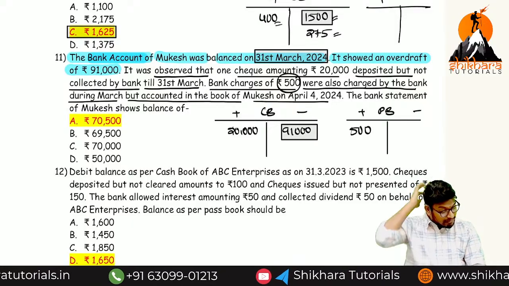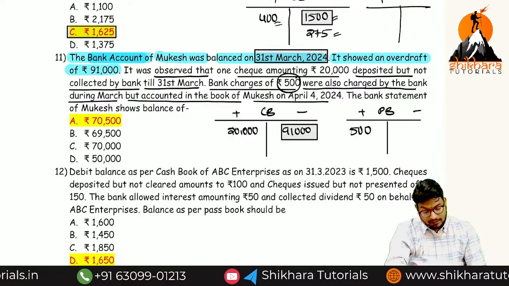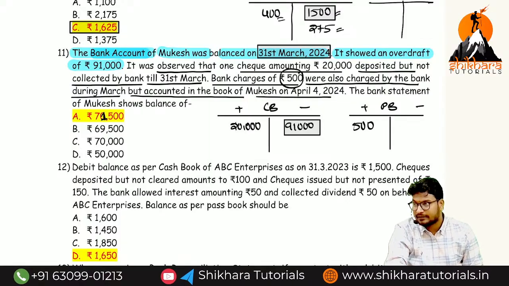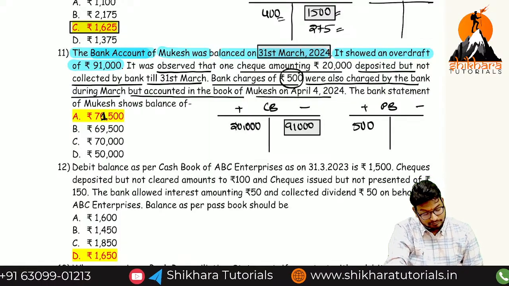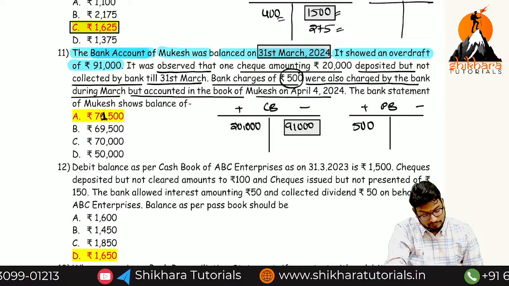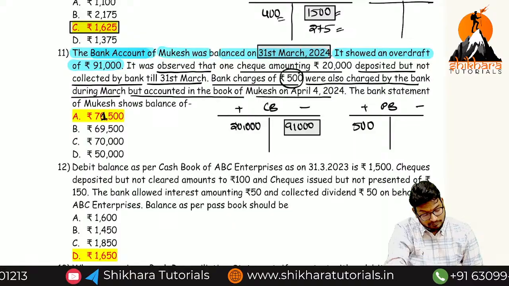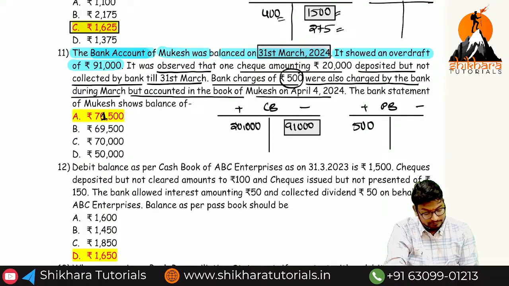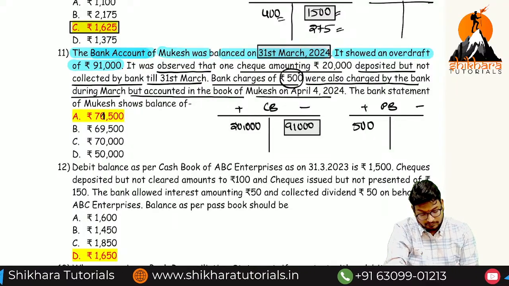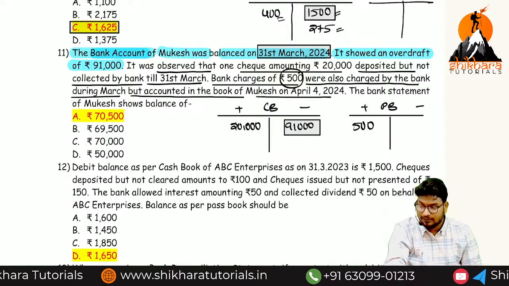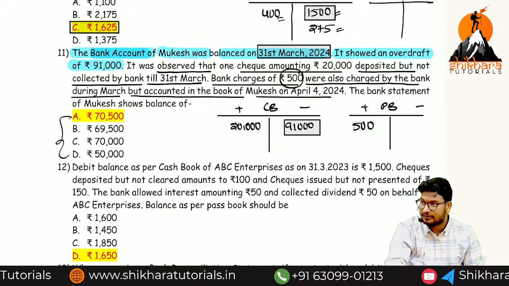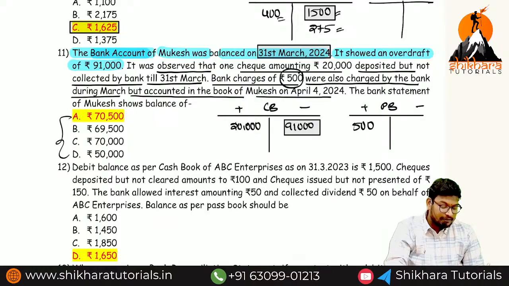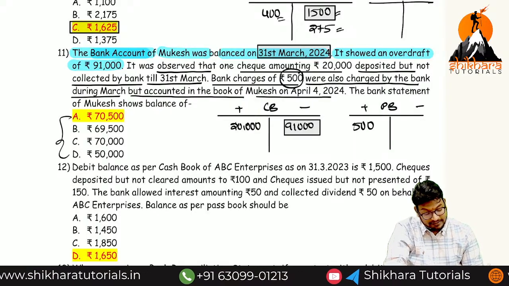So next one, how much is the balance? Here, rectify this answer: 71,500. That is the balance you are getting. What is the answer? No problem. Here there is no answer. Okay, what is the answer? 91,000 plus 20,000 plus 500.